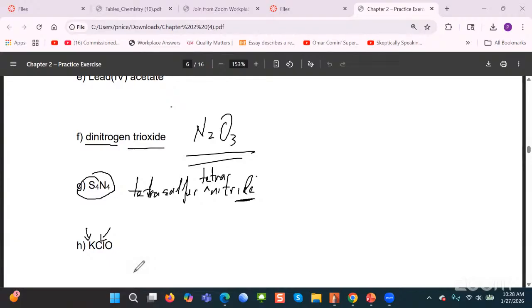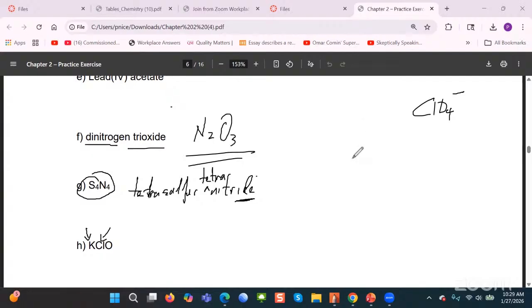Okay, let's see what this person says. Okay, so this person says potassium perchlorate. Not quite, because the perchlorate ion is ClO4 minus. This is ClO minus, so you have to look up the formula for ClO minus.